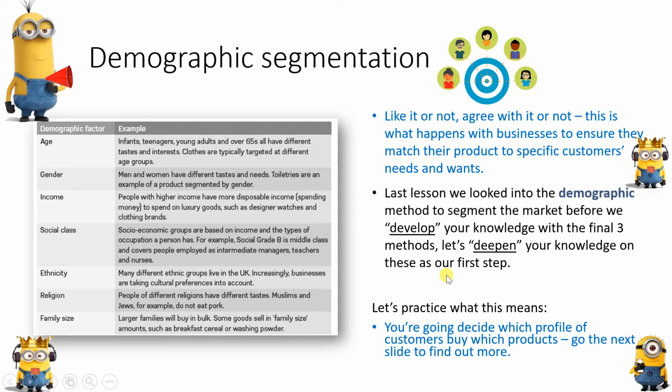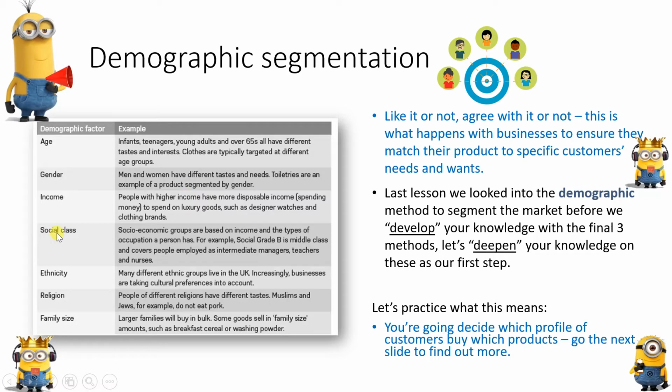So looking at the table on the left, you've got all the demographic factors. You've got age, where it was infants, teenagers, young adults and so forth, and then an example is clothes are typically targeted at different age groups. Gender, then we're looking at things like toiletries are segmented definitely by gender. Income, people with higher incomes, remember, more disposable income, where they've got more money to spend, would go for more luxury goods, so that's another segment.